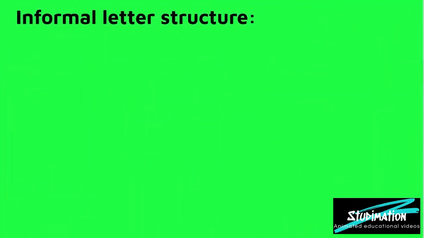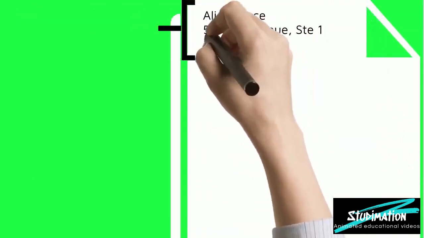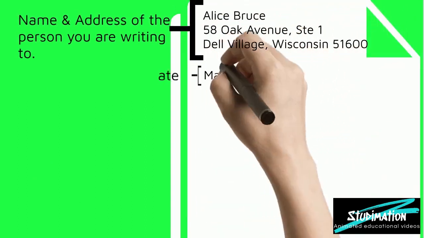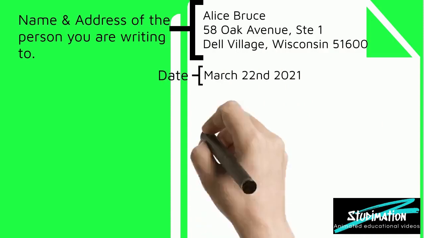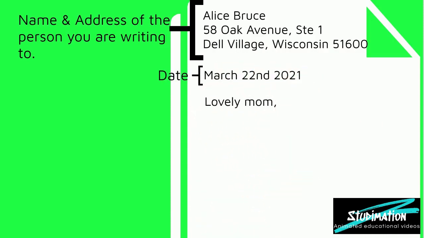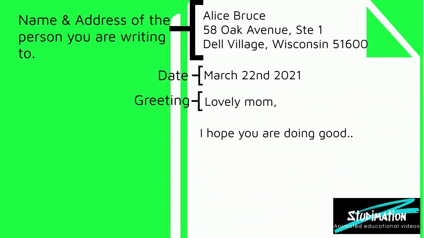Informal letter structure. In informal letters, write the name and/or address of the person you're writing to. Then, place the date in alignment. Start off your letter with an expression of greeting, such as lovely mom, dad, or dear friend. The first paragraph is the introduction, that is, asking the reader how they are.